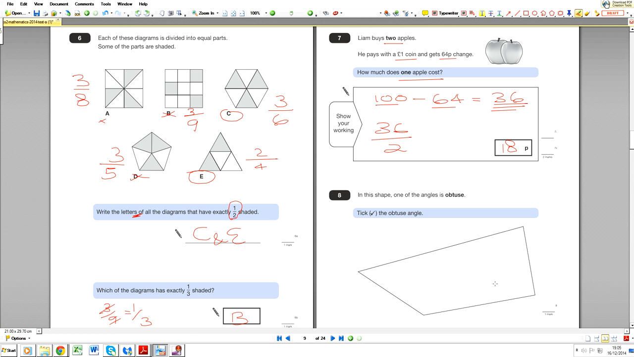And we're looking for angles which are more than 90 but less than 180. This one looks like less than 90, less than 90. So the only one that looks more than 90 but less than 180 is? So a little tick in the corner.